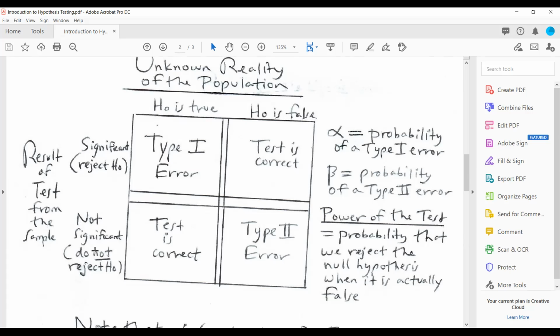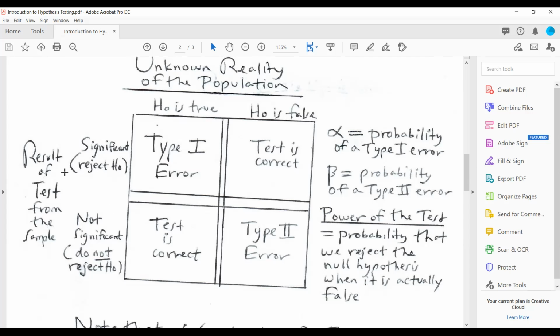Now you have to remember we have sample data. A sample is a small subset of the entire population. And typically when we do hypothesis testing, we really don't know anything about the population parameter. We don't know what the true value is, otherwise we wouldn't bother with the test. So in reality, it's an unknown reality of the actual population parameter that we're testing. So in reality, either the null hypothesis is true, or the null hypothesis is false and the alternative is true. But that's unknown.